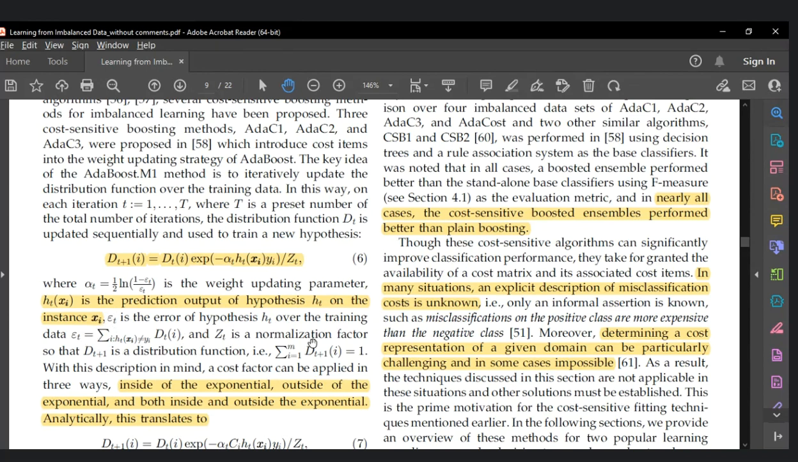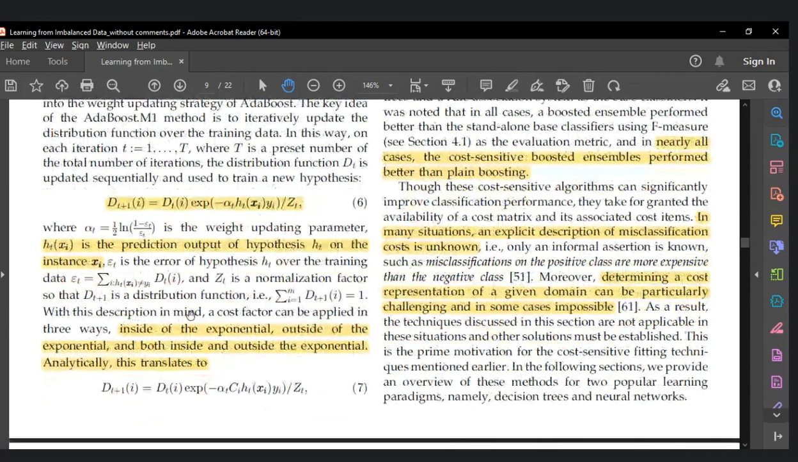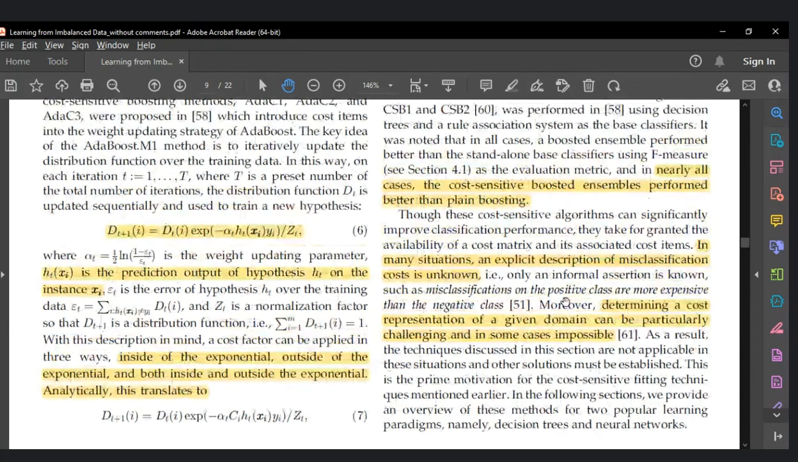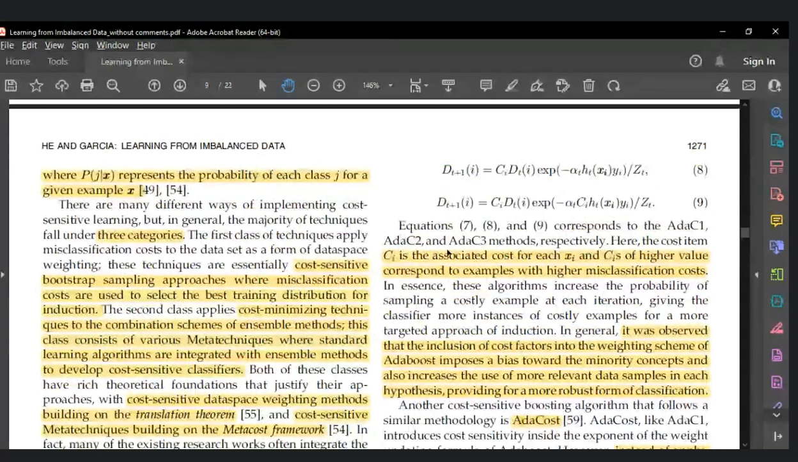And then z_t is a normalization factor. Again, because this is a distribution function, we need a normalization factor so that we have values between 0 and 1. That's basically saying that the sum of this distribution function has to equal 1. With this description in mind, the cost factor has been applied. All it's trying to say is that you can do it in a different way. See, the cost function came in, c_i. You can put it inside the exponent, outside the exponent, or somewhere else. That's just a different variation of those, AdaC1, C2, and C3. These are the 3 variations here.